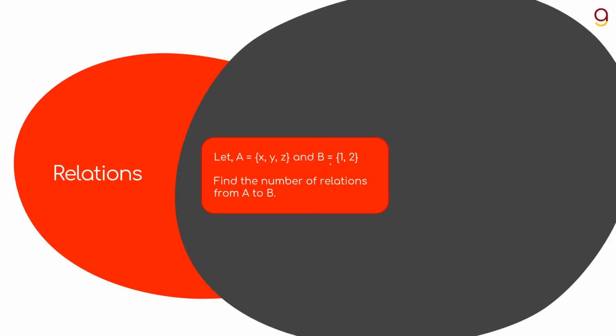Set A and B. Let set A contain the elements x, y and z, and set B contain the elements 1 and 2. Find the number of relations from A to B. So you need to write the number of relations from A to B. So yes, let's now answer this question.